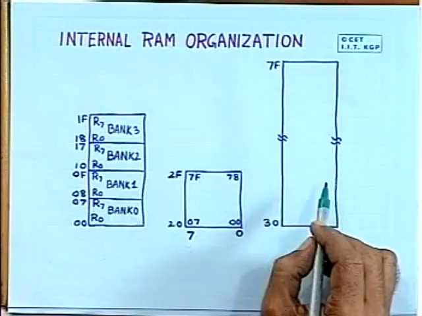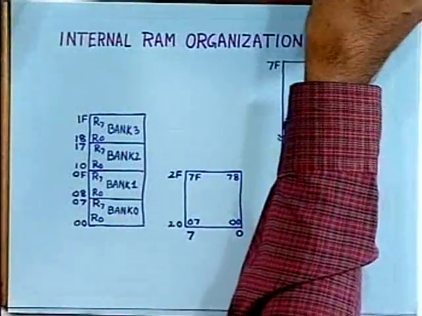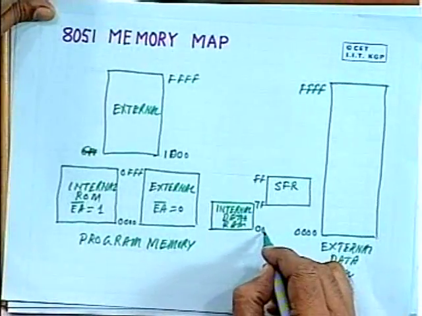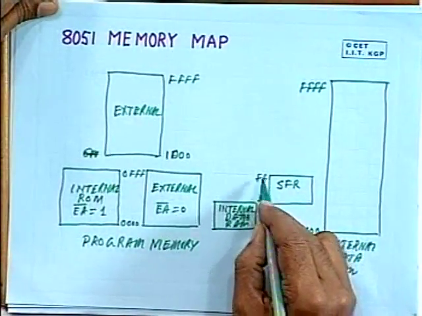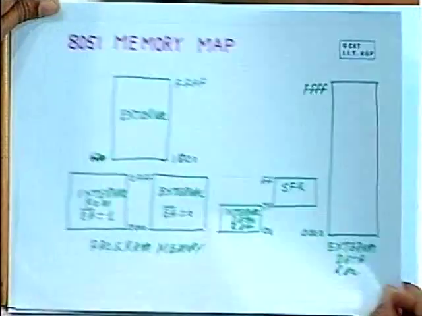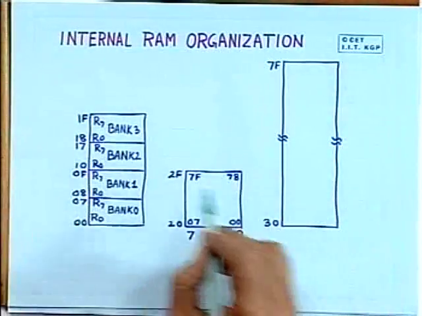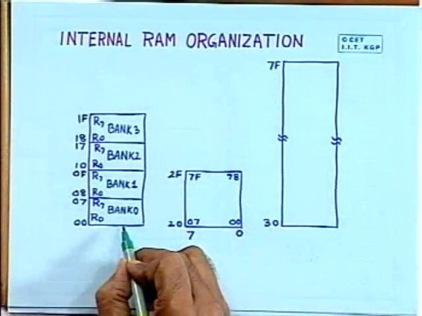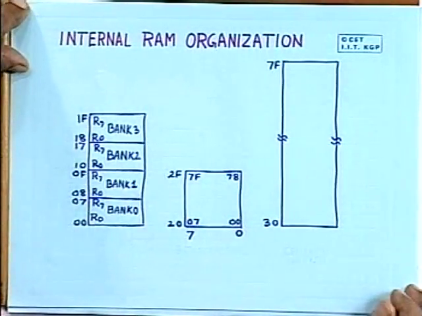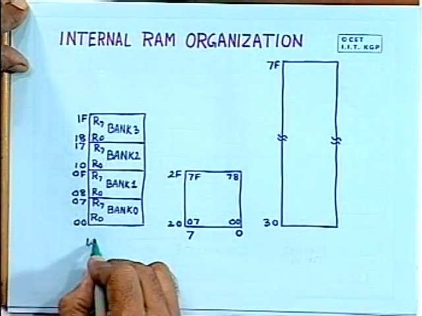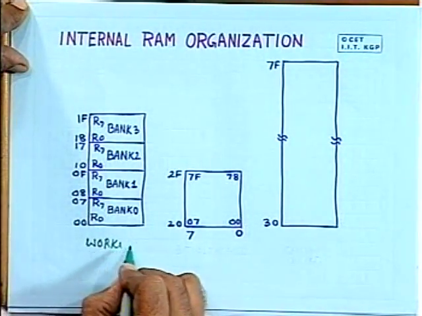So we have seen that the internal RAM which is available inside the chip is from 00 to 7F, and then 80 to FF is special function registers. Now the internal RAM can be divided into 3 distinct parts. The first part, you can consider it as working registers.